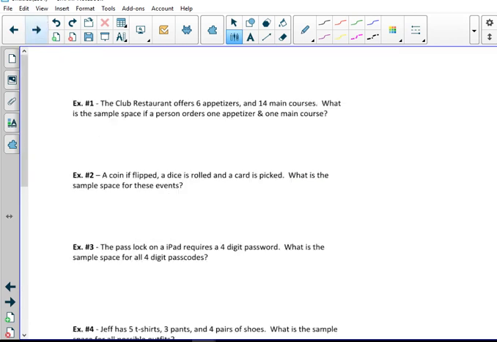So, here we go. Club Restaurant offers 6 appetizers and 14 main courses. What's the sample space of a person who orders 1 appetizer and 1 main course? Well, think about it. If we were going to do a tree diagram, we have to do 1, 2, 3, 4, 5, 6. And then we have to do 14 here and 14 here. That's a messy tree diagram. And it'd be a big table. We don't have to do that. We just have to take 6 of this times 14 of this equals 84 possible outcomes.